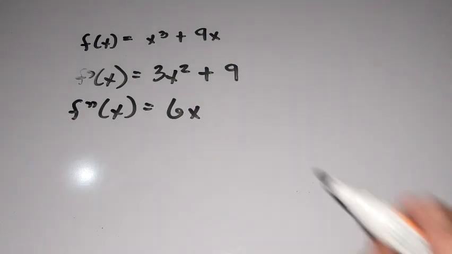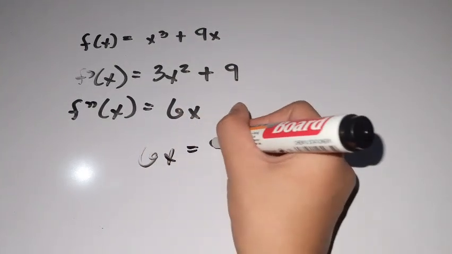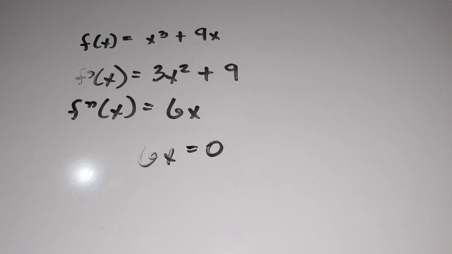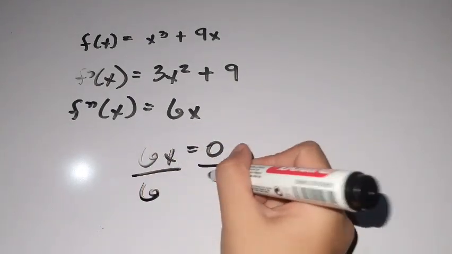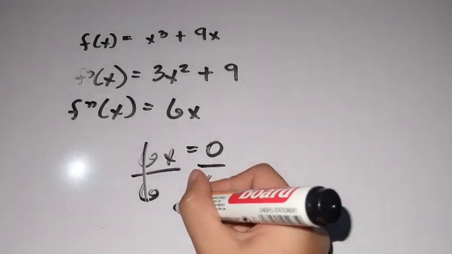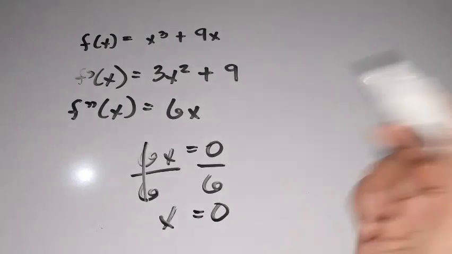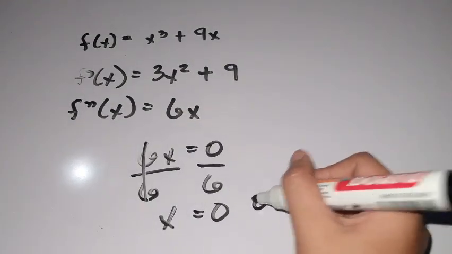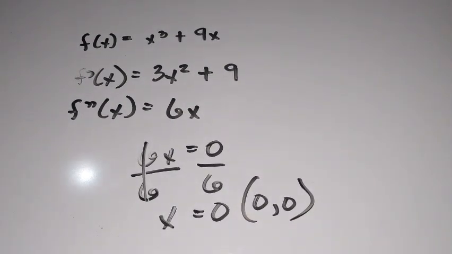Now in finding the inflection points, we must equate the second derivative to 0. Since our second derivative is 6x, we need to equate it to 0. So in order to find x, divide both sides by 6, cancel, and x equals 0. So the inflection point is 0, 0. So this is now our inflection point.